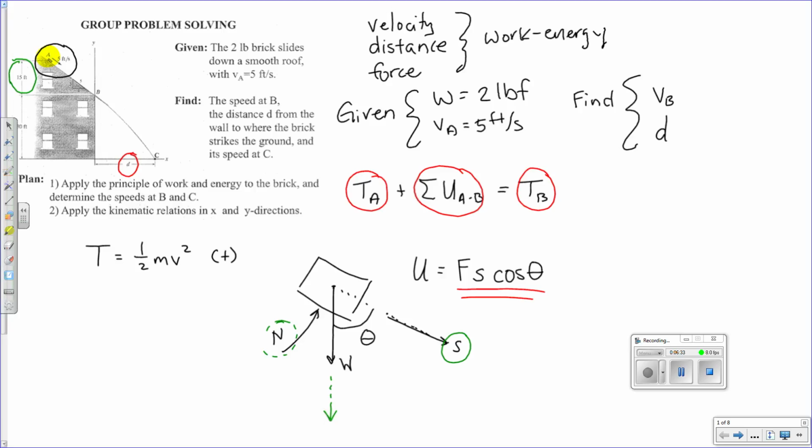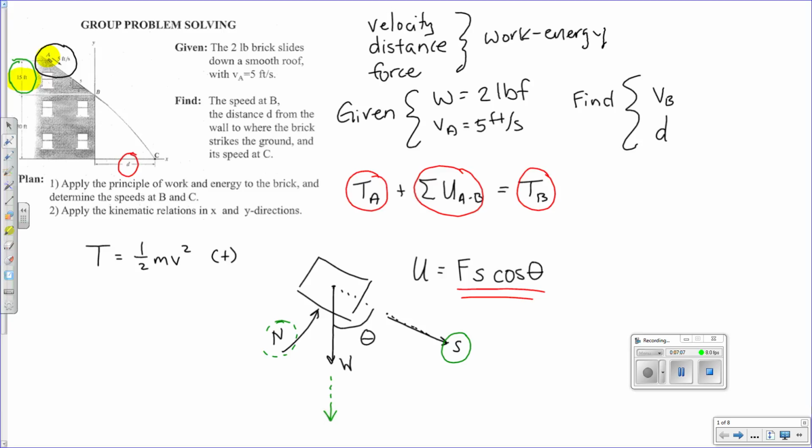We can either project the weight component in the direction of the displacement, or the direction it's moving, or we can project the direction that it's moving in the direction that the weight is pointing. So if we were to take this s component and project it into the downward direction, we know that it's going to move 15 feet, again, I'll highlight this, in the downward direction to get from position A to position B.